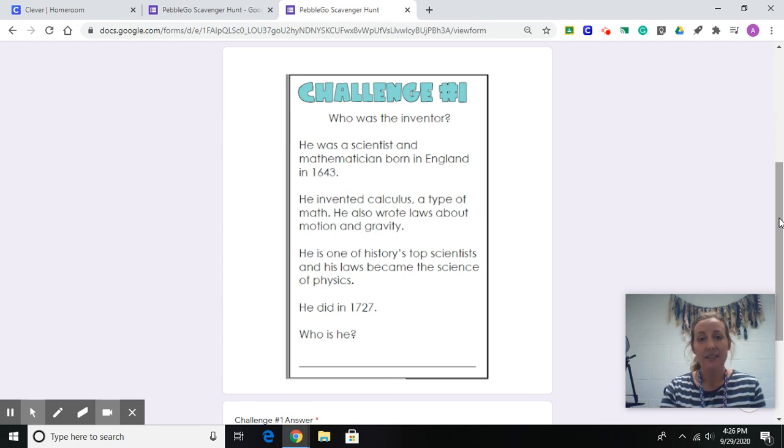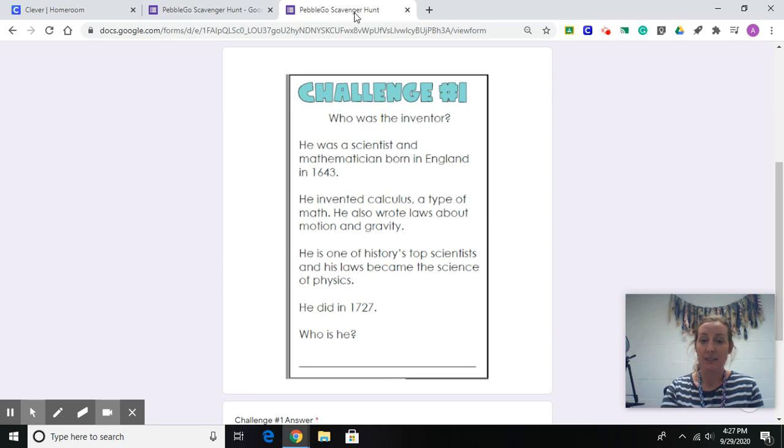Challenge number 1, who was the inventor? He was a scientist and mathematician born in England in 1643. He invented calculus, a type of math. He also wrote laws about motion and gravity. He is one of history's top scientists, and his laws became the science of physics. He died in 1727. Who is he? So that's the passage. And then your key words are who, scientist, he, and 1643.